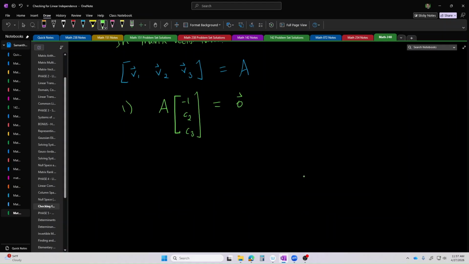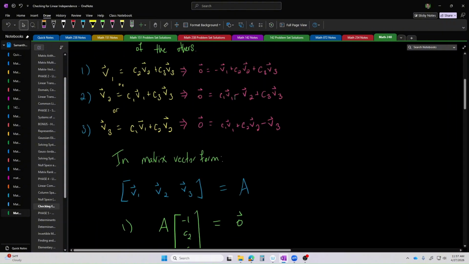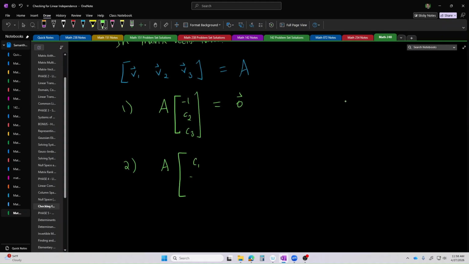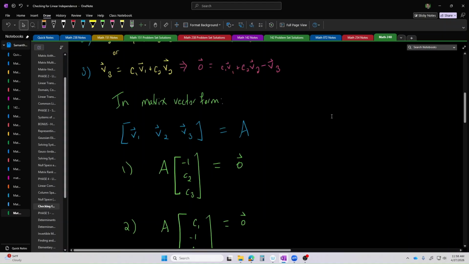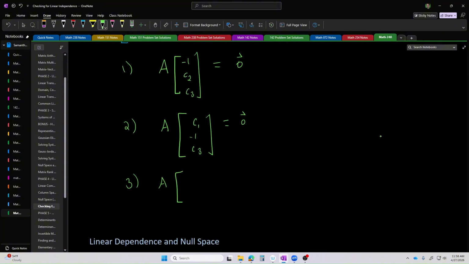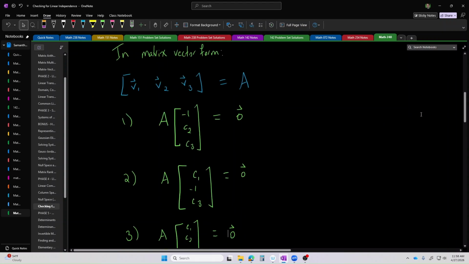Possibility number 2, case number 2, would correspond to that same matrix A times these coefficients, c1, -1, and c3. That matrix vector product equaling 0. And the third possibility corresponding to this equation would have a vector c1, c2, and -1. That product equaling the 0 vector on the other side of this equation.